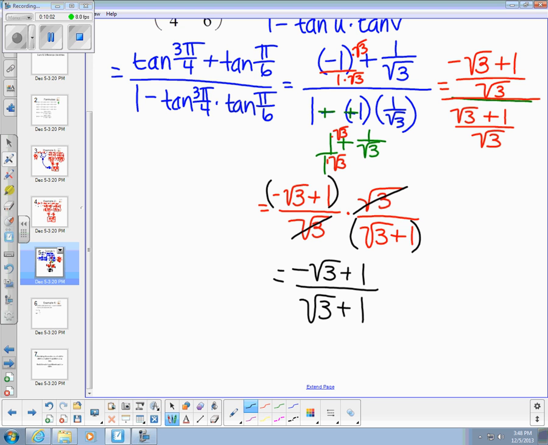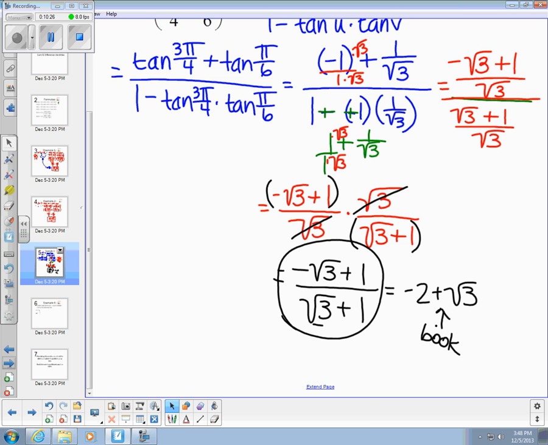Okay? Ask me in class how to conjugate that to get to the answer of -2 plus the square root of 3, which would be the book answer. Okay? This is what we came out with, but we don't like square roots in the bottom. So the book answer would look a little differently than what you would come out with just working out the formula. But ask me in class how to change that.